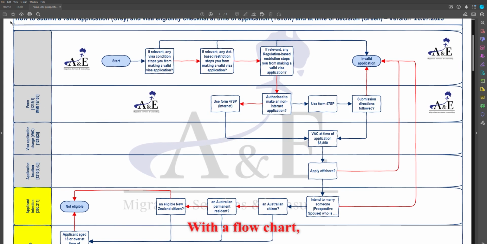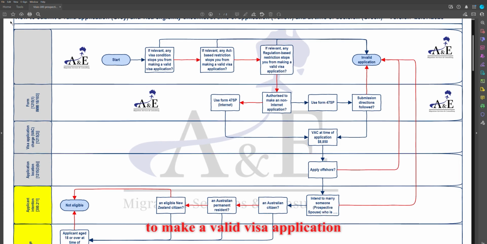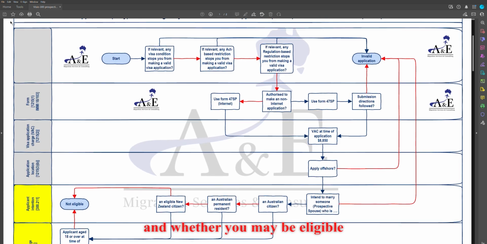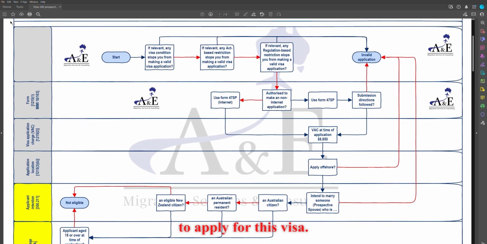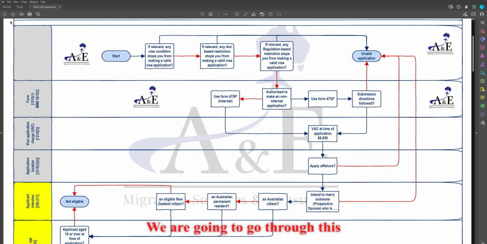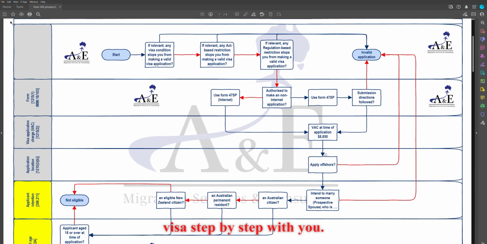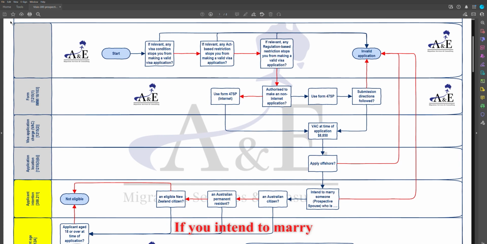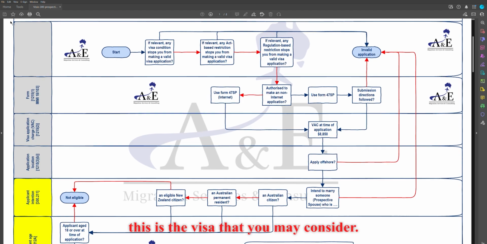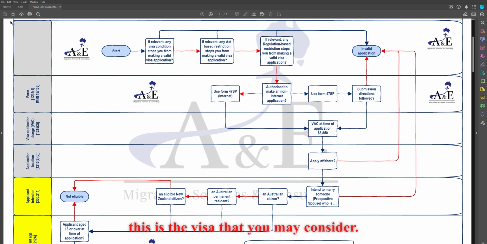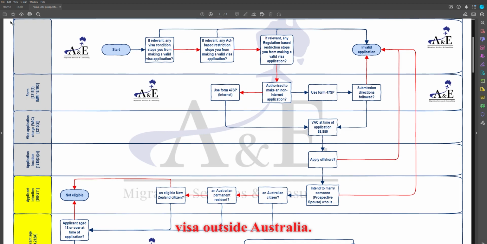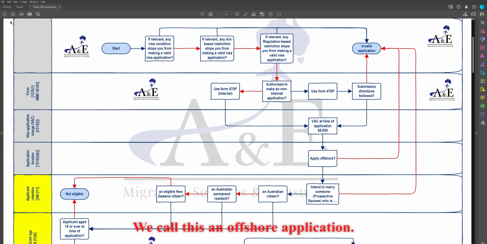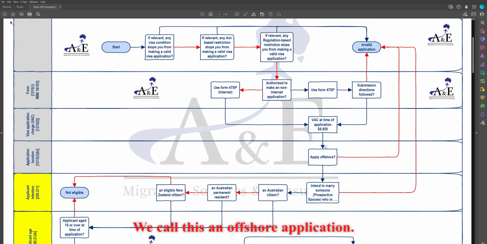With a flowchart, you can check whether you shall be able to make a valid visa application and whether you may be eligible to apply for this visa. We are going to go through this visa step by step with you. If you intend to marry someone from Australia, this is the visa that you may consider. You must apply for this visa outside Australia. We call this an offshore application.